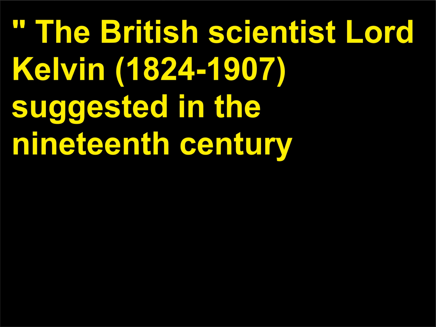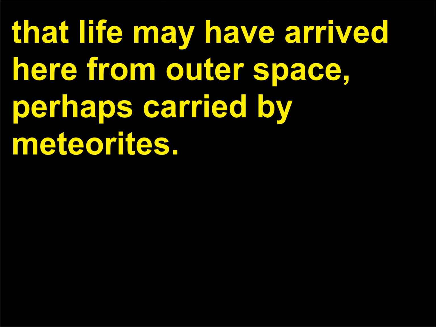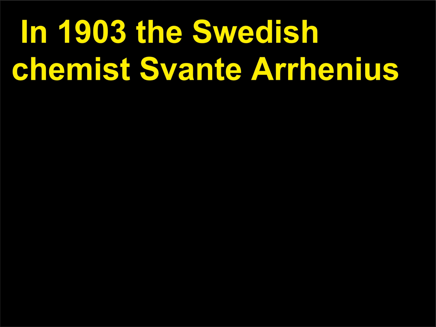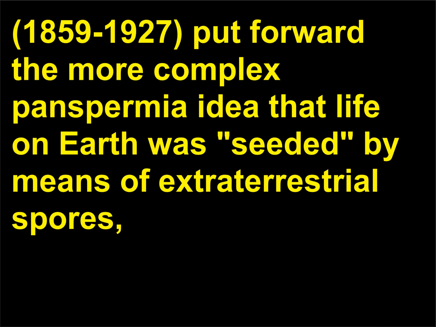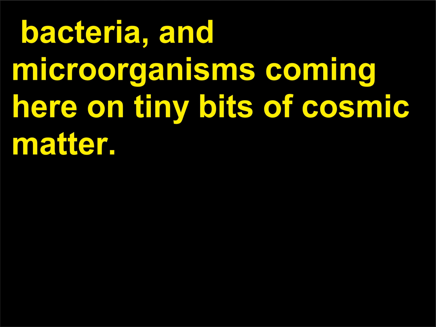The British scientist Lord Kelvin, 1824 to 1907, suggested in the 19th century that life may have arrived here from outer space, perhaps carried by meteorites. In 1903 the Swedish chemist Svante Arrhenius, 1859 to 1927, put forward the more complex panspermia idea that life on Earth was seeded by means of extraterrestrial spores, bacteria, and microorganisms coming here on tiny bits of cosmic matter.